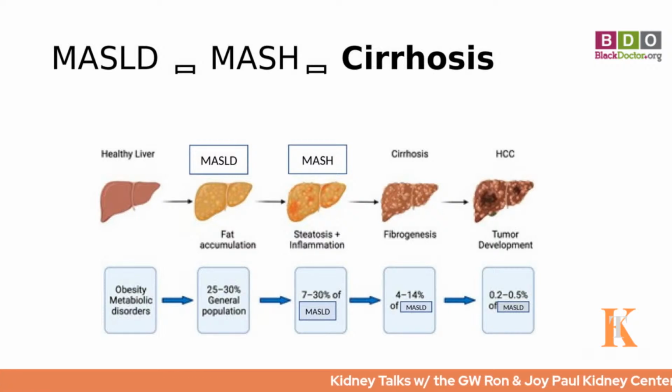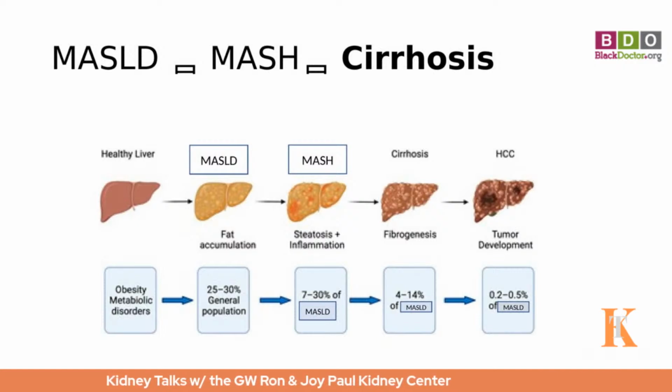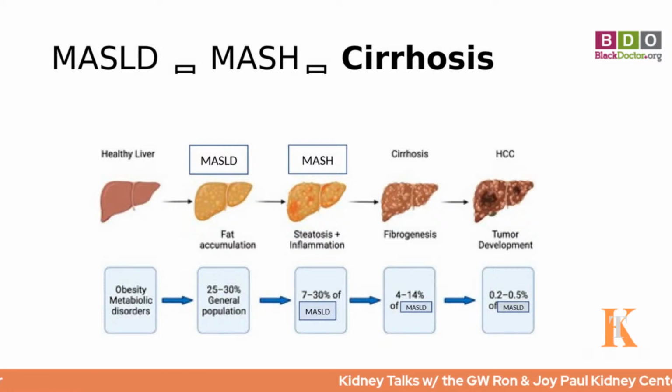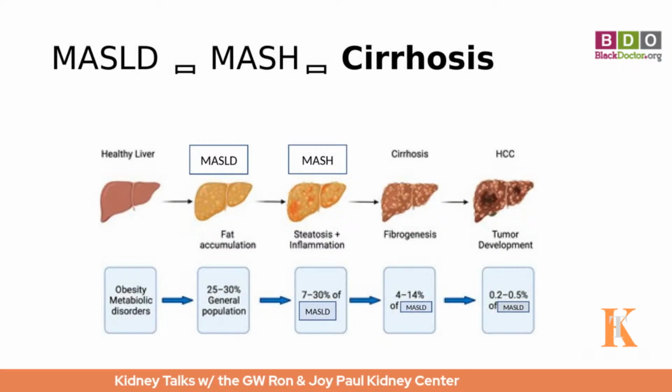MASH, a steatosis plus inflammation. This is a fatty hepatitis. Now the fat is causing inflammation. So now the liver enzymes are elevated. As this progresses, you develop that fibrosis and can lead to liver cirrhosis and even liver cancer.